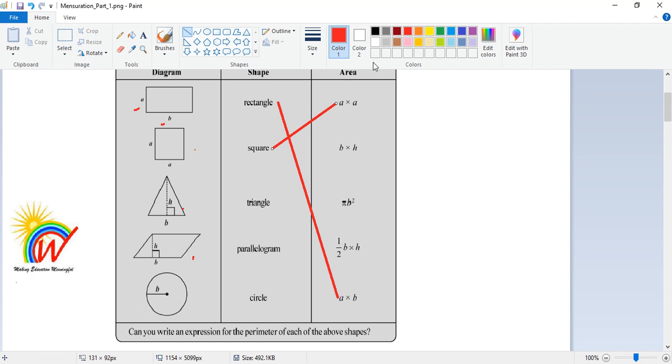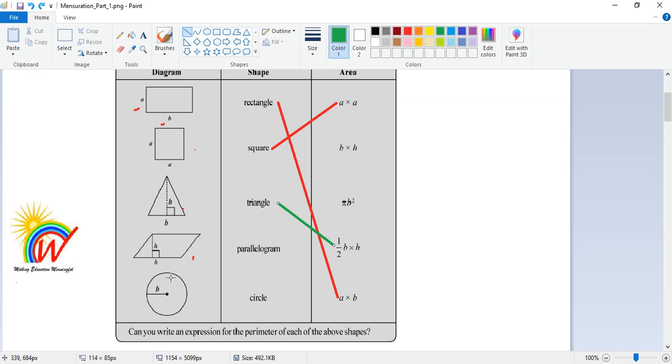Then we'll come to the next thing, that is area of a triangle. Area of a triangle is half base times height. See, the B over here says base and the H over here says the height of the triangle. So area of a triangle is half base times height, or half BH. This one. And then next we have area of a parallelogram.